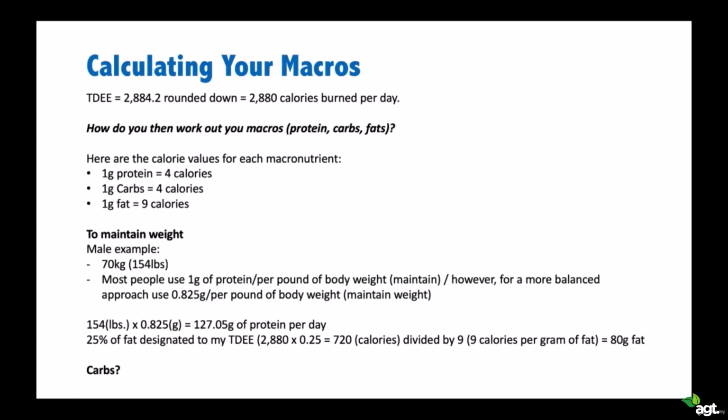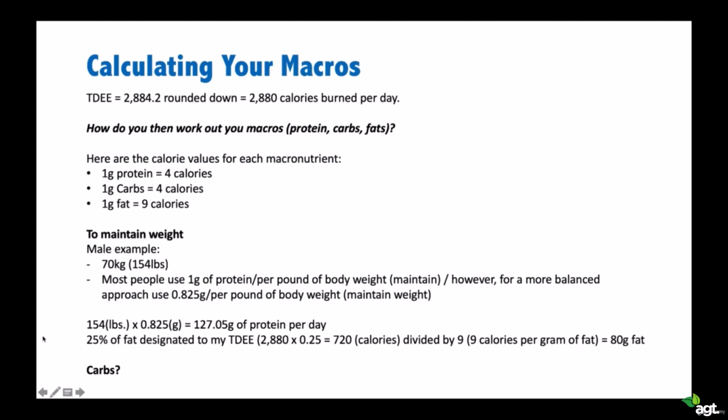And then to find out how many grams that is, we divide 720 calories by 9, because 9 calories is 1 gram of fat. So how many 9s go into 720 will give us the grams of fat he should be having per day. So 720 divided by 9 equals 80 grams of fat. So far this guy should be having 127.05 grams of protein per day and 80 grams of fat per day.